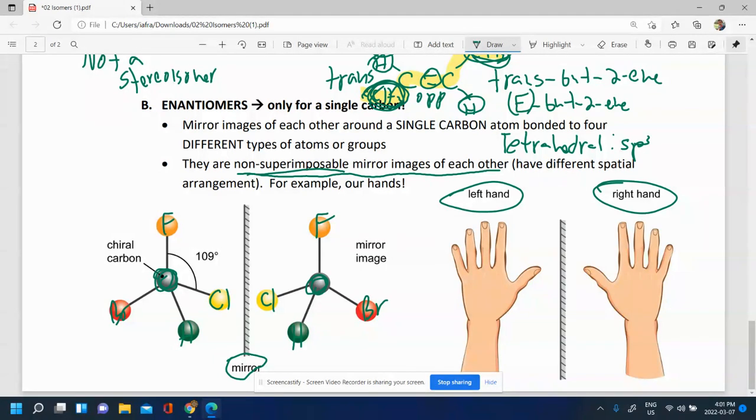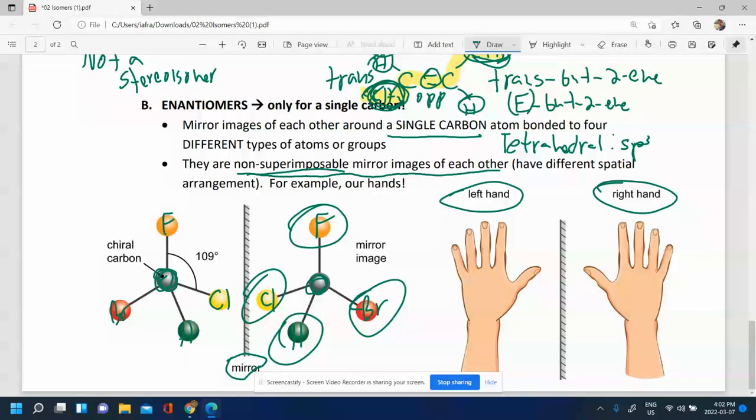But to have enantiomers, you need to have a carbon with 4 different groups connected to it. If you have only 3 different groups connected to it, it won't work. So you have carbon with 4 different types of atoms or groups connected to it. When I say groups, it could be CH3 as a group, for example, connected to it. So CH4 could not have enantiomers. But something like this, CHBrFCl, can, because you have 1, 2, 3, 4 different things connected to the carbon.